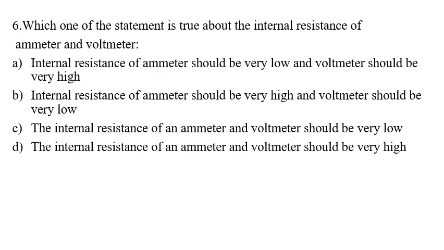The sixth question is, which one of the statements is true about the internal resistance of ammeter and voltmeter? Option A, internal resistance of ammeter should be very low and the voltmeter should be very high. Option B, internal resistance of ammeter should be very high and voltmeter should be very low. Option C, the internal resistance of an ammeter and voltmeter should be very low. Option D, the internal resistance of an ammeter and voltmeter should be very high.